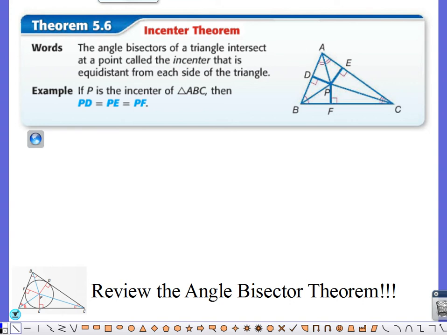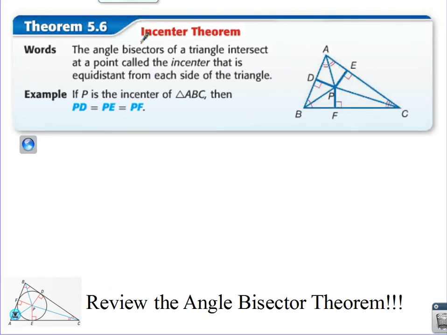Your next point of concurrency is called an incenter. Here's what you need to write. Incenter is where the angle bisectors cross. And you can put a dash, and I'll tell you in just a second what's special about an incenter.